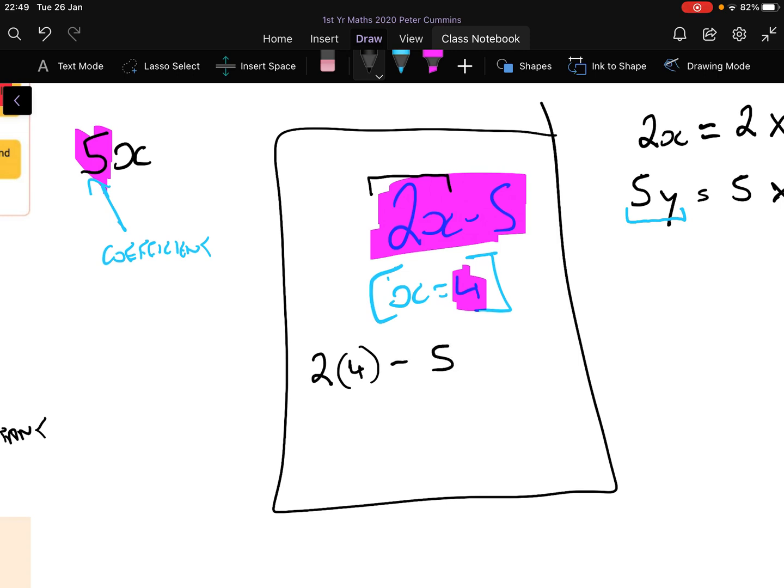Minus 5. I usually put these arrows in to show it's another line. So that's all I've done there. Because they've told me x is 4, wherever there was an x, I stuck in a 4. I'm going to work it out. What's 2 multiplied by 4? Leave the 5 where it is. 2 multiplied by 4 is 8. Put the 5 down again, minus 5. So our answer to that one is 3. 8 minus 5 is equal to 3.